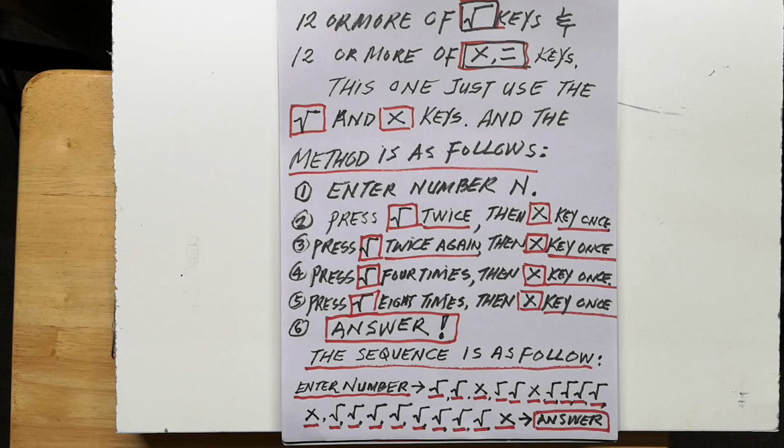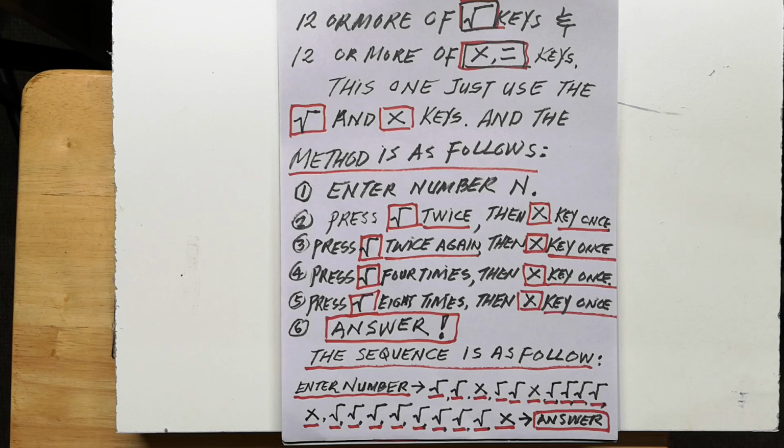And the method is as follows. 1. Enter the number n. 2. Press square key twice, then press multiply key once. 3rd. Press square twice again, and then multiply key once. 4th. Press squared key 4 times, then multiply key once. And finally, press squared key 8 times, then press multiply key once. And that is the answer.